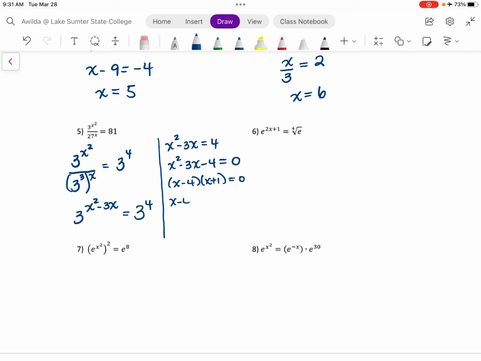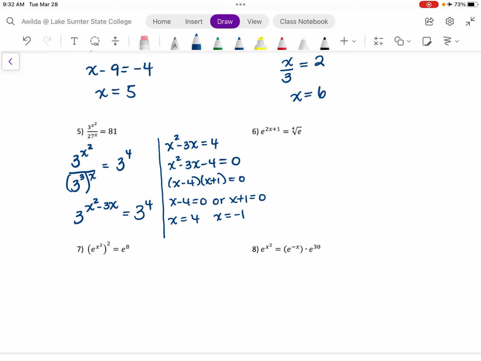So either x minus 4 is 0 or x plus 1 is 0. So either x is 4 or x is negative 1. That means that we have two solutions to this equation.